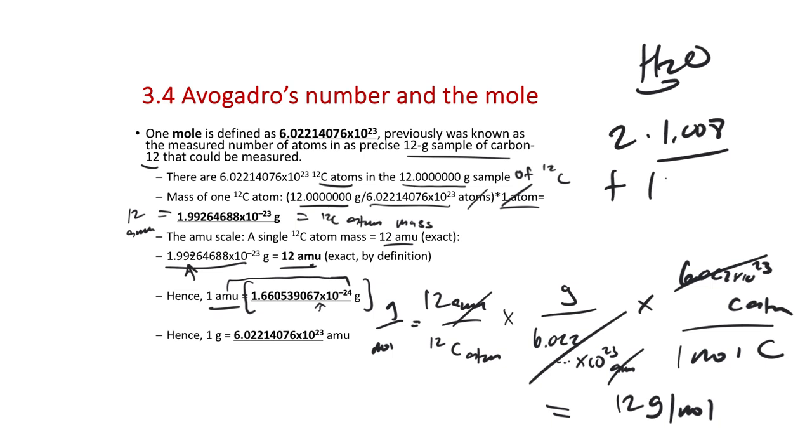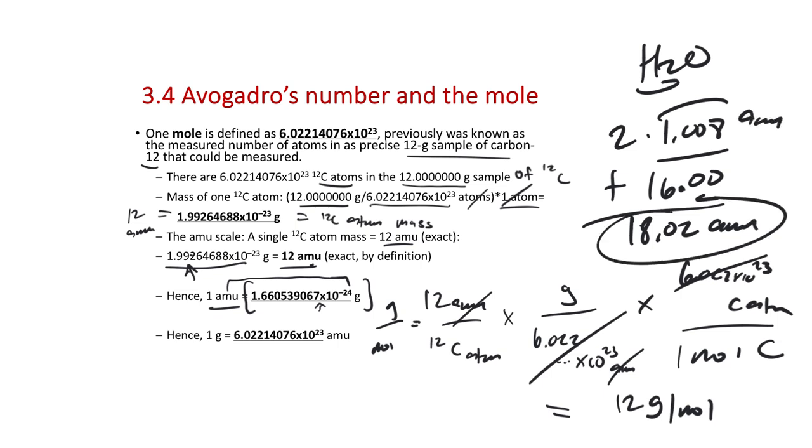15.9994. I usually go to 2 decimal places for lecture problems, and then 3 for hydrogen. You'll start to get that we're usually going for about 4 total sig figs on a molar mass. But if I add these up, I get 18.02 AMU. I can add these up in terms of their atomic mass unit. So the mass of 1 water molecule in AMU is 18.02 AMU.